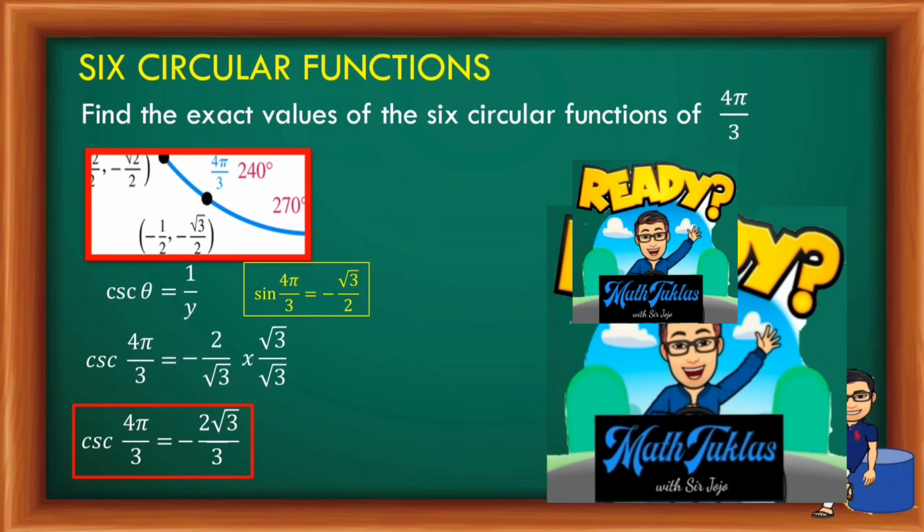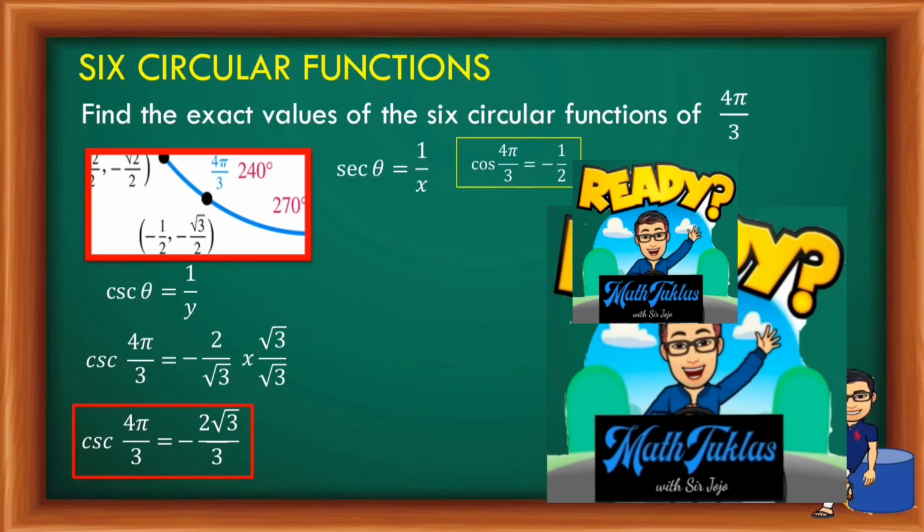So, isolve naman natin ang secant theta. So, anong nagsisimbolize sa kanya? 1 over x. Ang ka-reciprocal niya ay cosine theta, which is equal to negative 1/2 kanina. So, anong reciprocal ng negative 1/2? Negative 2. So, therefore, secant 4 pi over 3 is equal to negative 2.